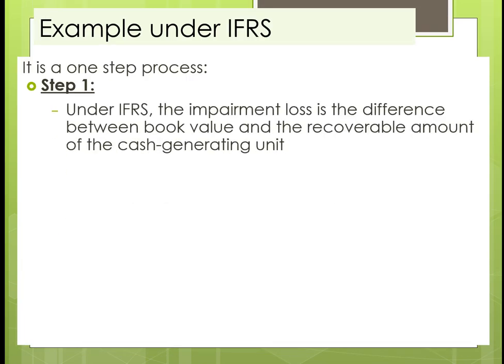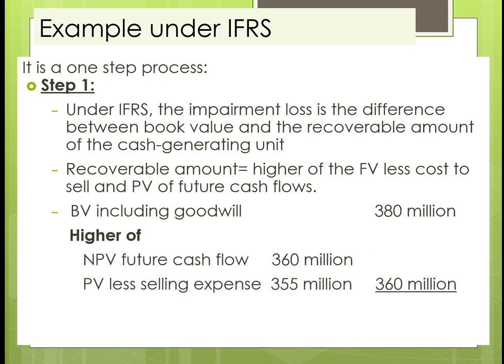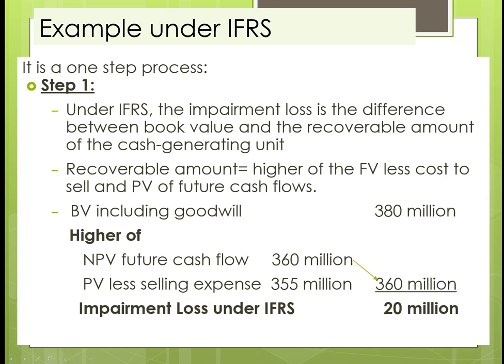Step 1. Under the international standard, the impairment loss is the difference between book value and the recoverable amount of the cash generated. Recoverable amount equals the higher of the fair value less cost to sell and the present value of future cash flows. So the book value, including goodwill, is $380 million. The higher of the present value versus the fair value less selling expenses, so we use the $360. So when we use the international standard, we're only going to write off $20 million. So that's a big difference. And that concludes Chapter 11.